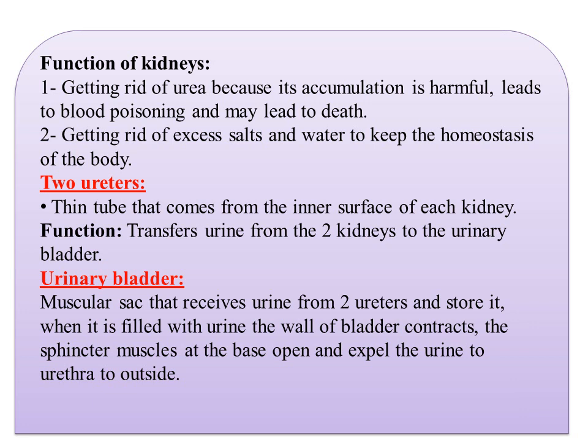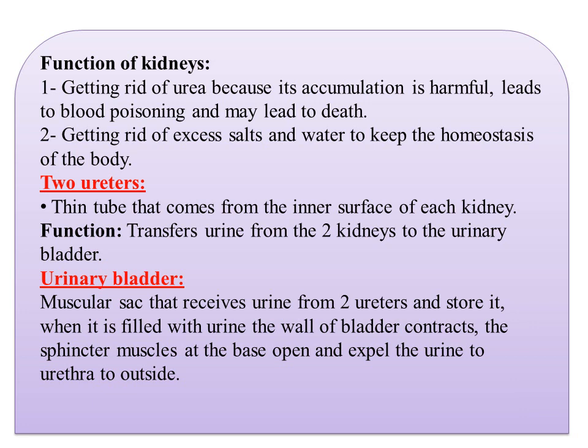About the two ureters, they are thin tubes that come out from the inner surface of the kidney. The function of the ureters is to transfer the urine from the kidney to the urinary bladder. The urine moves inside the two ureters by peristalsis. Peristalsis is a series of contractions and relaxations in the wall of the ureter to let the urine move downward till it reaches the urinary bladder.